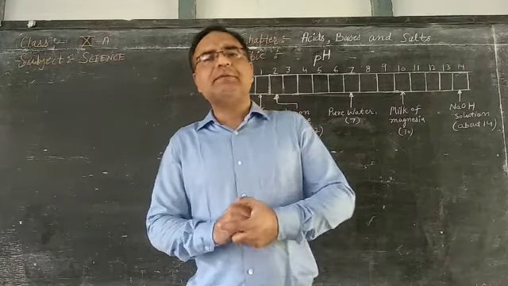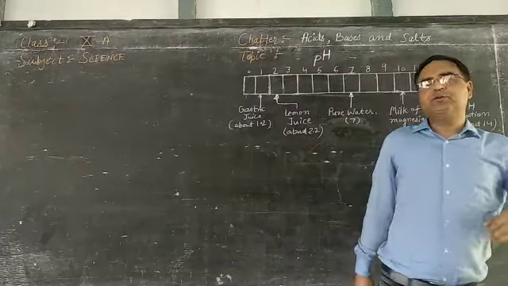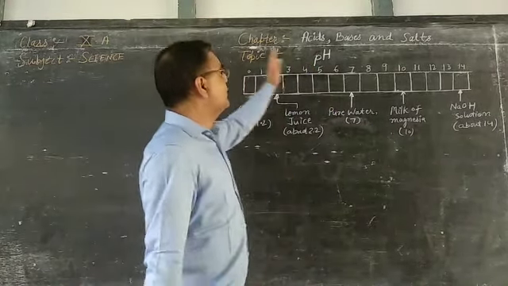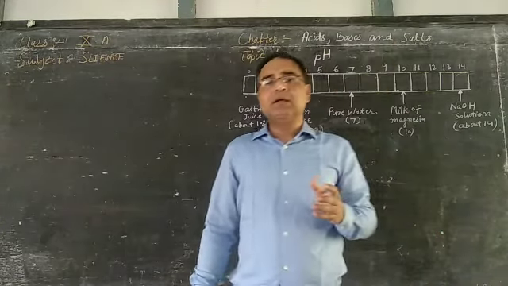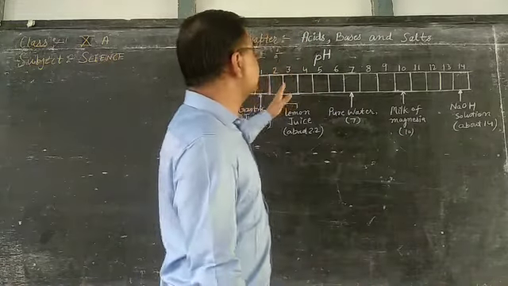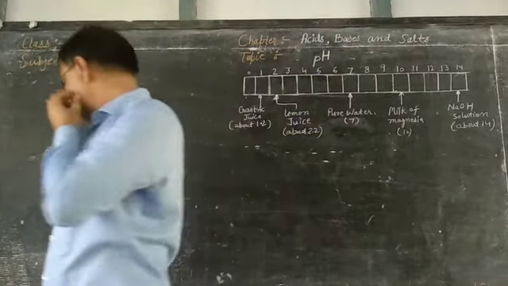We are continuing with our chapter acids, bases and salts, and today our topic is pH. Now, what do you mean by pH? pH means potenz in German. What does it mean? Potenz means power. So, pH means power of what? Hydronium ion. Now, what do you mean by hydronium?